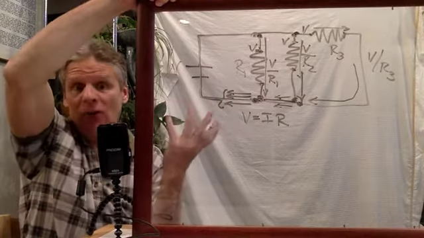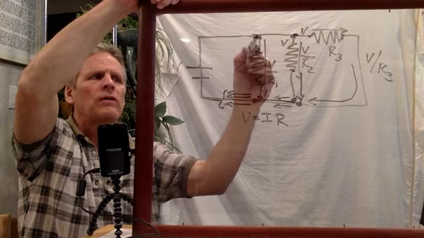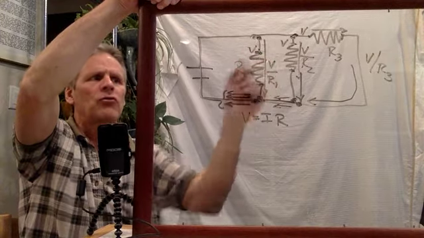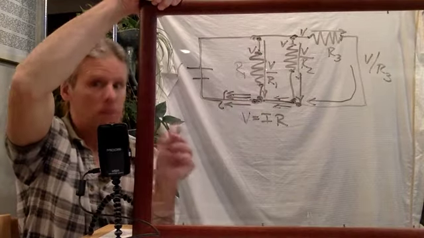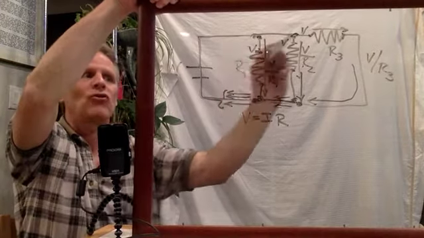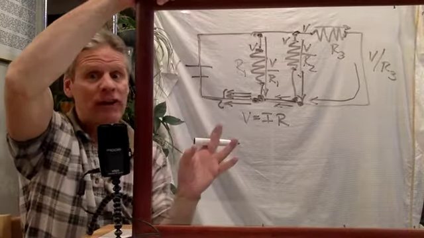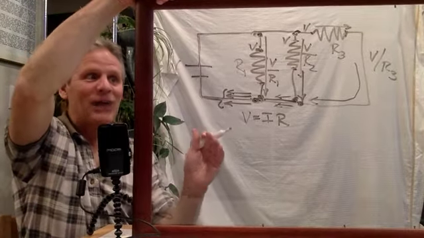Okay, so now you ask the question, how do I decide how much current is going here or how much current is going there? Or perhaps a better question, how does the current decide how much of it should go here and how much of it should go there? And the answer is, you already figured it out. You don't need to figure it out again.